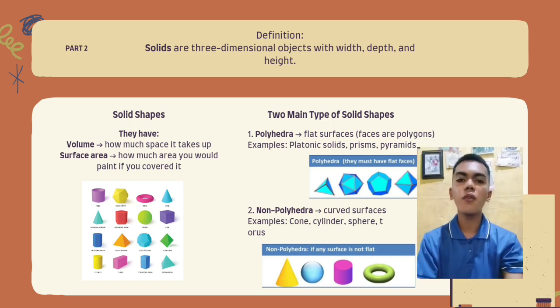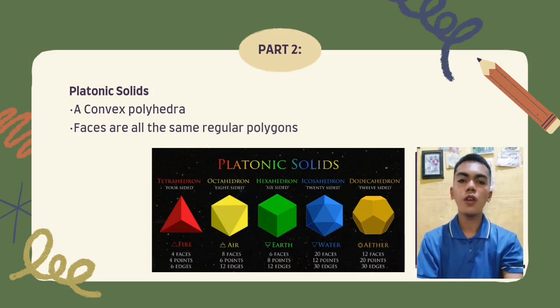There are two main types of solids, polyhedra and non-polyhedra. Polyhedra are solids with flat surfaces. Each surface is a polygon. Examples include prisms, pyramids, and the platonic solids. Platonic solids are a special group of polyhedra where all faces are the same kind of regular polygon and all corners and edges match up in the same way. There are exactly 5 platonic solids in existence.